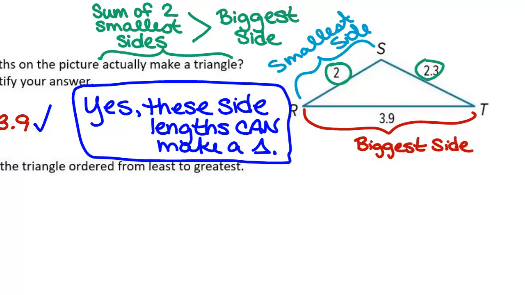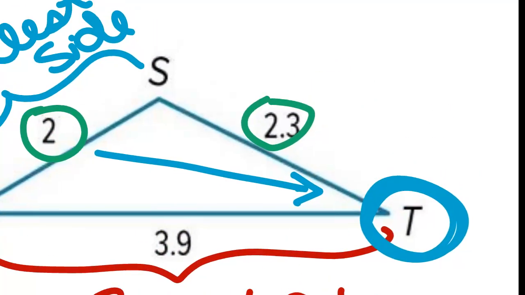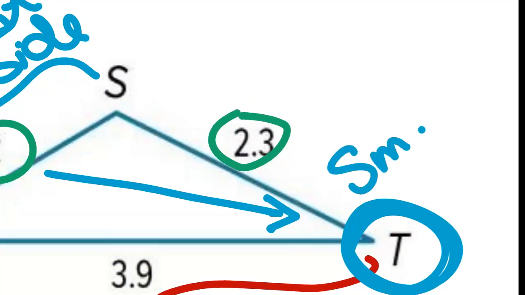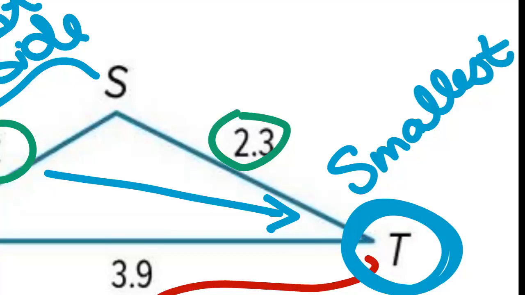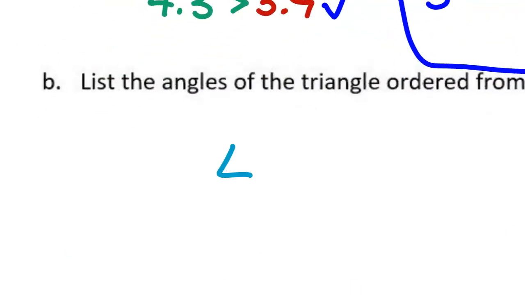So if 2, side RS, is the smallest side, what's the smallest angle? T, the angle that is opposite that side. So here's my smallest angle. So since I'm supposed to be going least to greatest, I'm going to start with angle T.